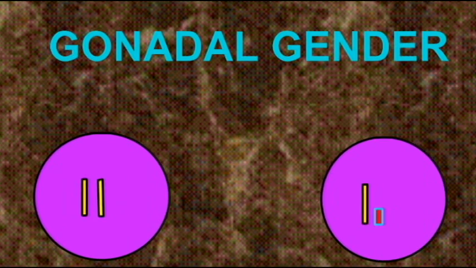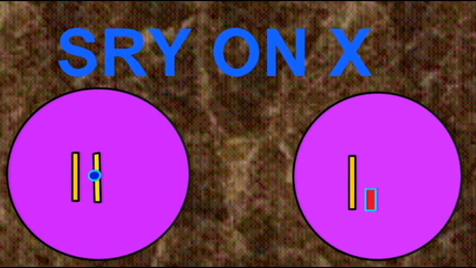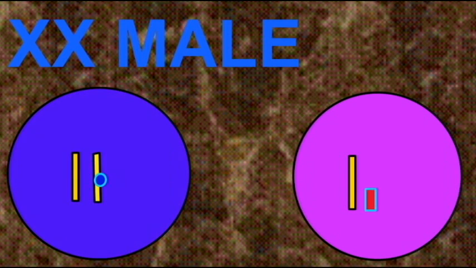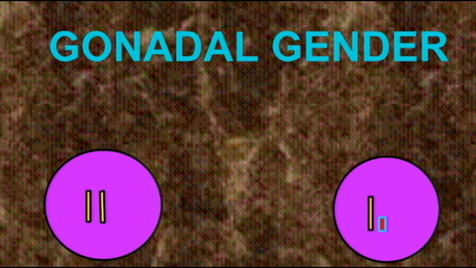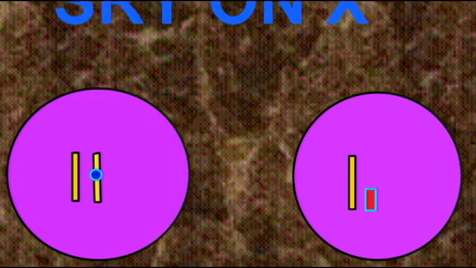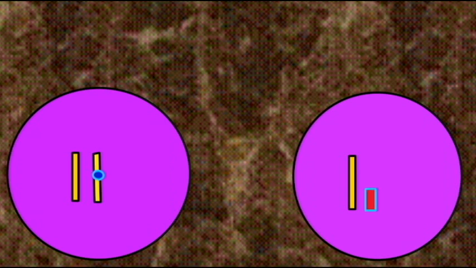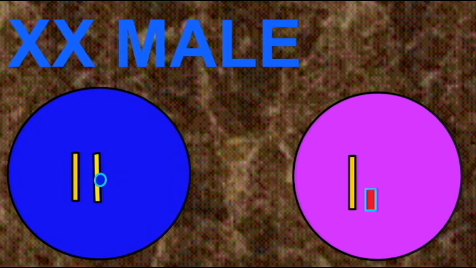There can be abnormal scenarios, however. Sometimes crossing over results in the SRY gene being on an X chromosome, which would result in an XX male, and no SRY on the Y chromosome, resulting in an XY female. Now, neither of these individuals, the XX male or the XY female, would be fully fertile, and there would be a number of abnormalities potentially, but nevertheless, they would be XX males and XY females.